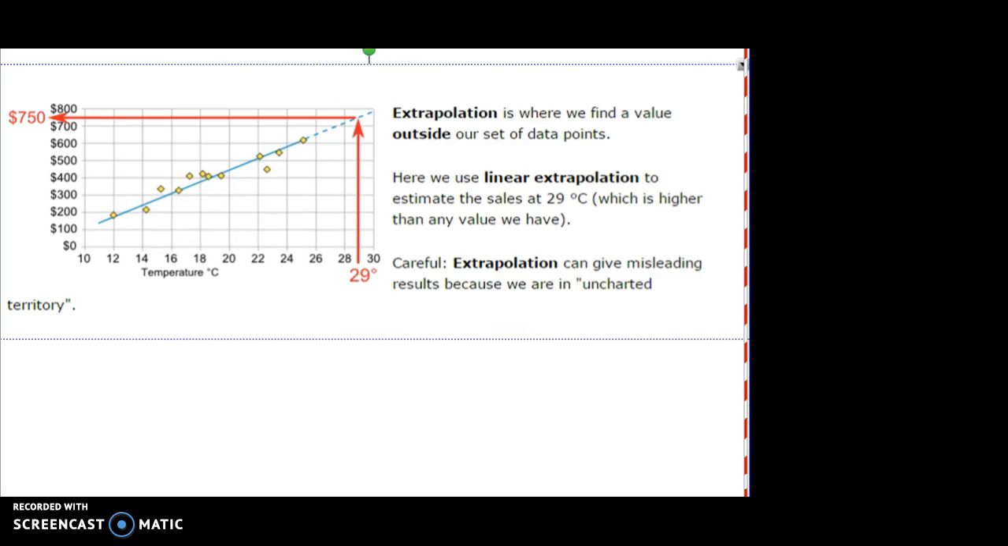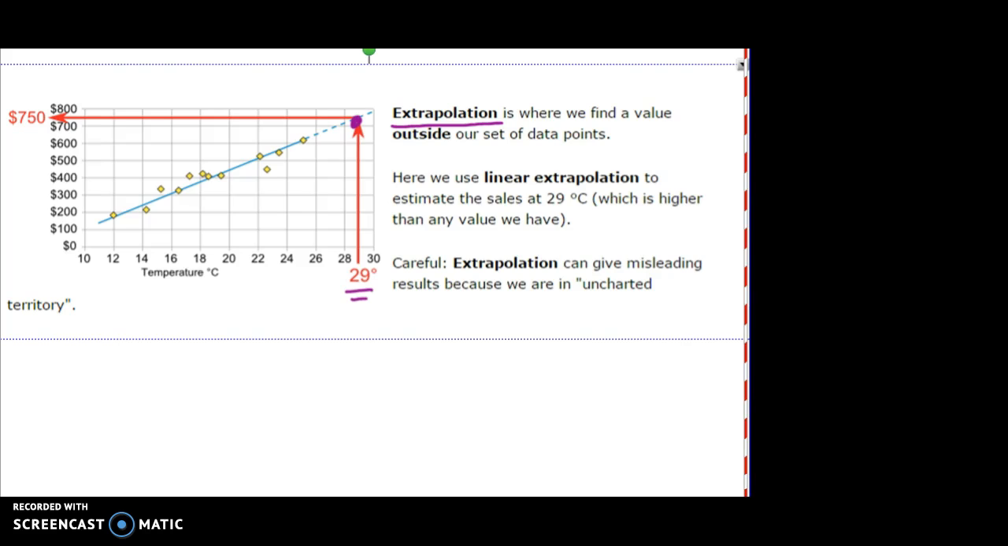And then in the next example, there's something called extrapolation. Extra, outside of, is where you find a value outside of our data points. So here we use linear extrapolation to estimate the sales at 29 degrees Celsius. There weren't any days in our data that were 29 degrees. The highest we had was 27 degrees Celsius. But looking at the graph, if we use the trend line and assume the trend would remain, then as we go up, we see that it would probably be about $750.